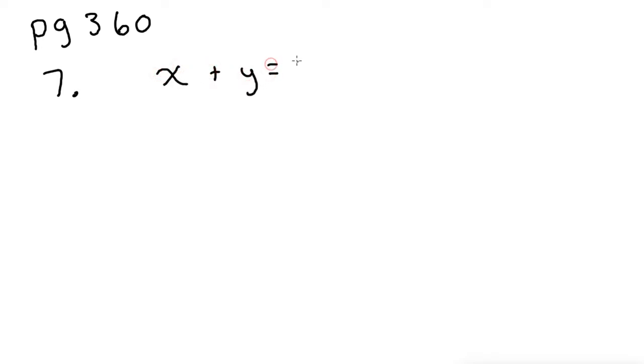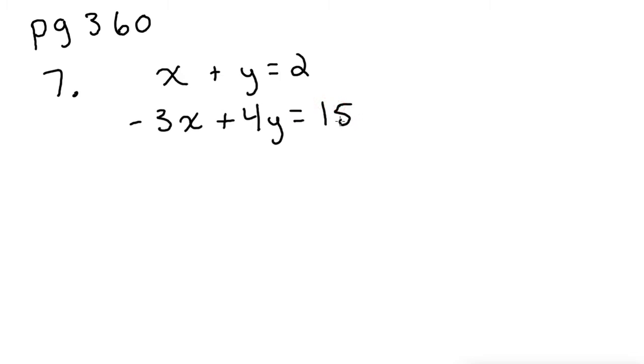So now let's solve some equations using the elimination technique. And we're going to be on page 360, and this is going to be number 7. It says that we have x plus y equals 2, and negative 3x plus 4y equals 15.